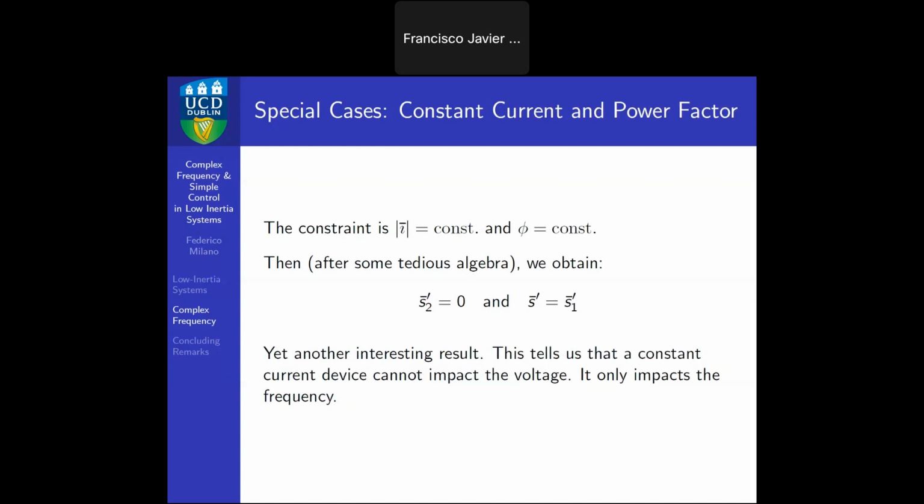Now, this is the power that affects the frequency. So when you control a device in this way, according to this equation, it means that whatever you do with P and with Q, you will change the frequency. So you can effectively, in this case, do a control of the frequency with either P or Q or both, provided that you keep perfectly constant the current and perfectly constant the power factor.